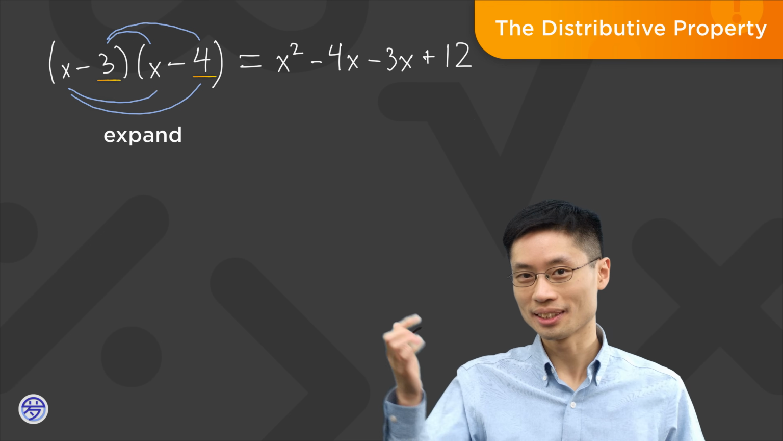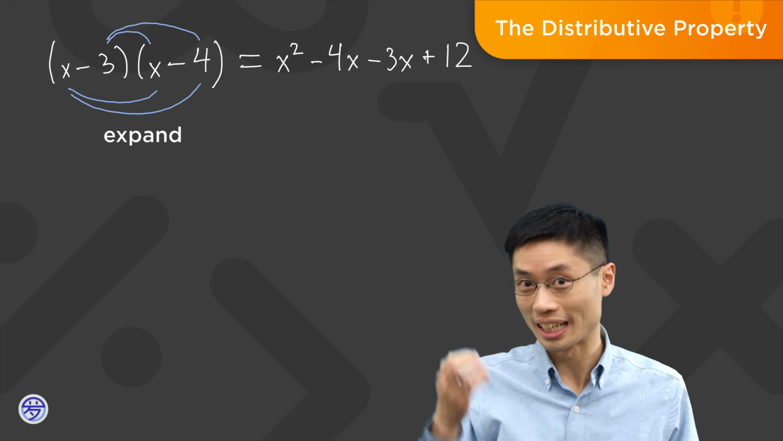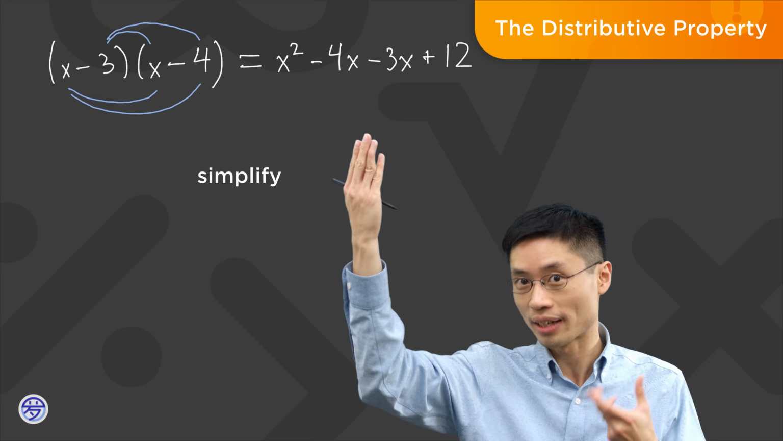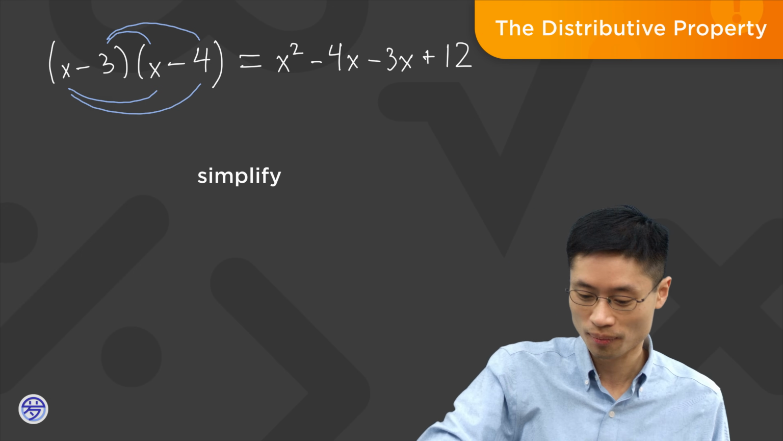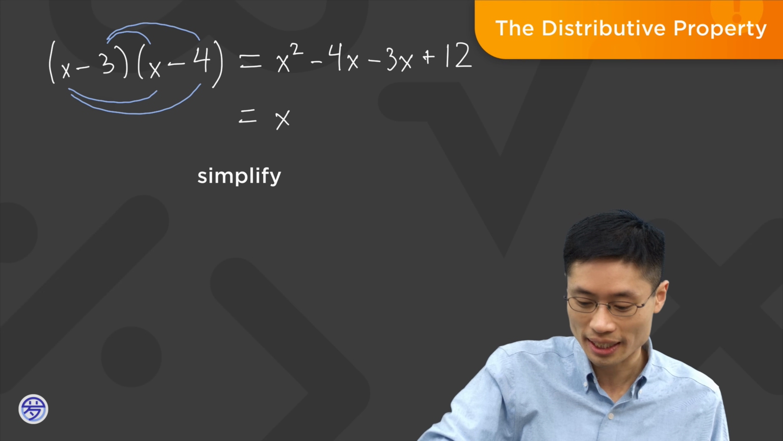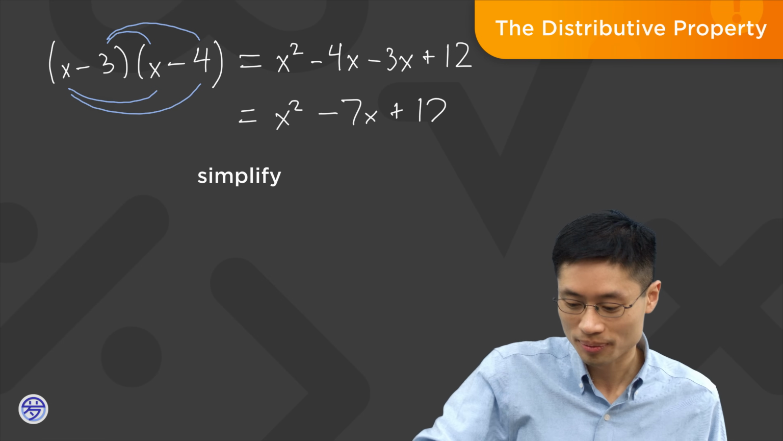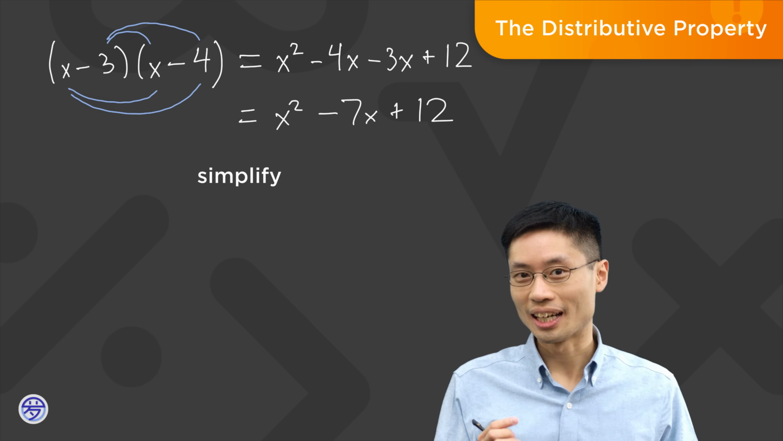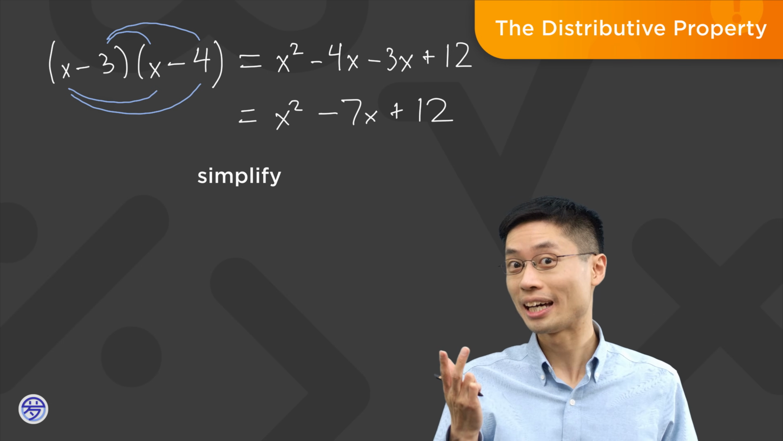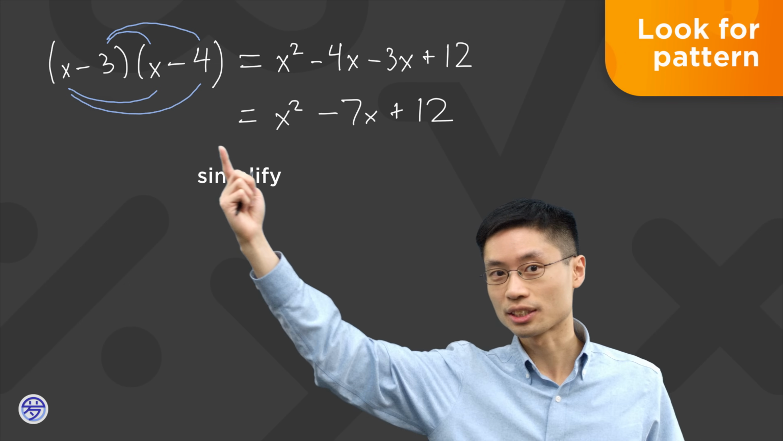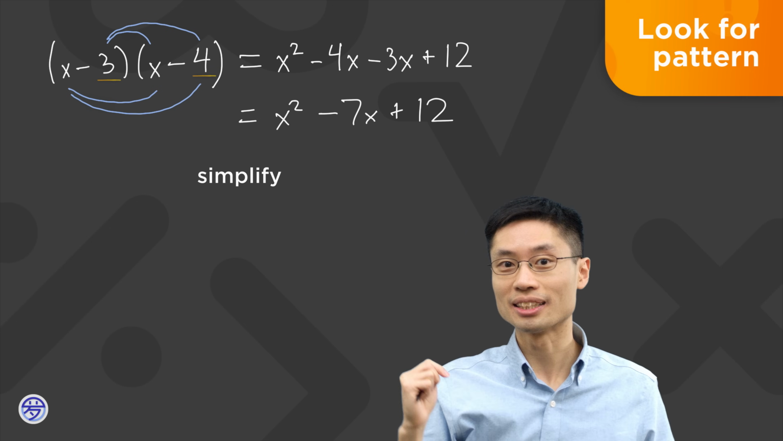And usually we simplify this expression by putting together the terms that are similar, meaning they have the same number of x's multiplied together in them. So we can often write this as x squared minus 7x plus 12. Before we go on, I just want to look at this and notice a pattern. Where does this minus 7 come from? That actually comes from the minus 3 plus the minus 4.